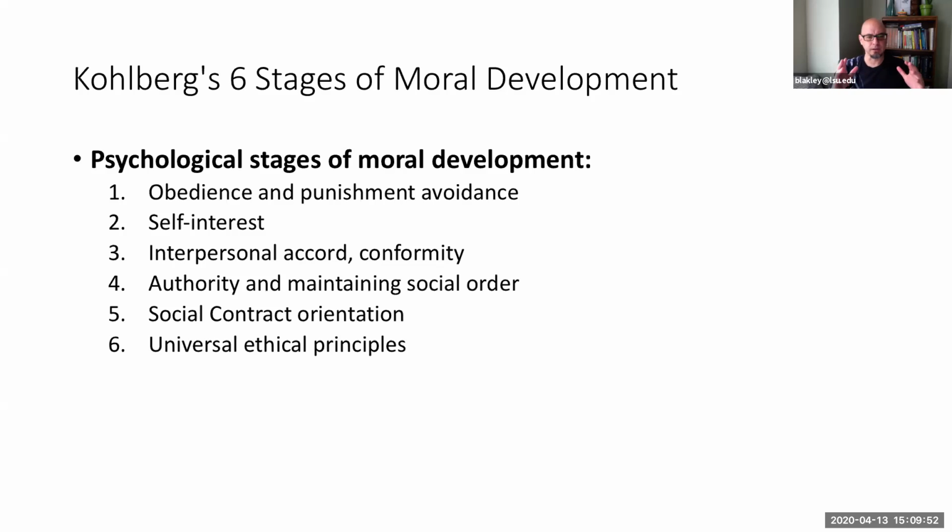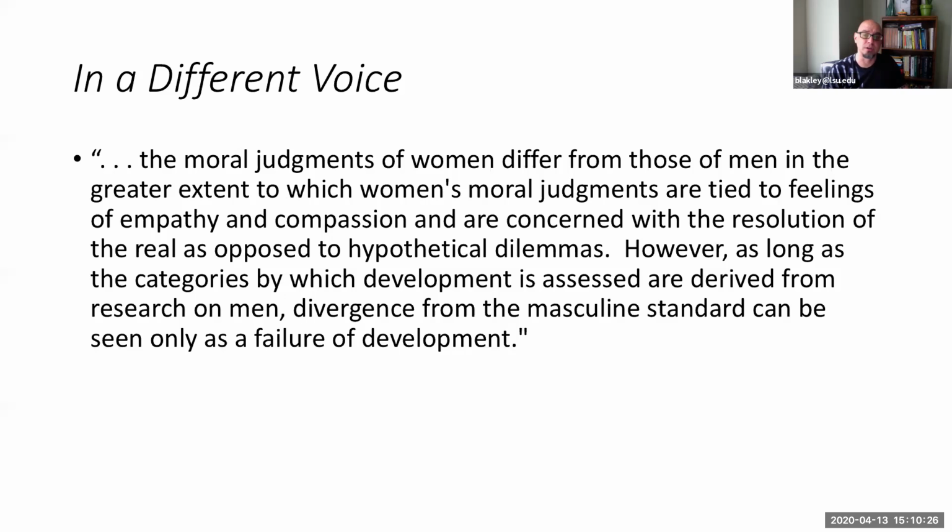And so, again, Kohlberg developed this theory on the basis of his observations of men, young men, right, and the development of males, right? And so Gilligan notes this and wonders, well, doesn't this mean that the theory of moral development is only taking into account one sex? And if it's only taking into account one sex, it's got to be a skewed view of what moral development really is. And so In a Different Voice is the title of her book. And she says in there, the moral judgments of women differ from those of men in the greater extent to which women's moral judgments are tied to feelings of empathy and compassion and are concerned with the resolution of real as opposed to hypothetical dilemmas.